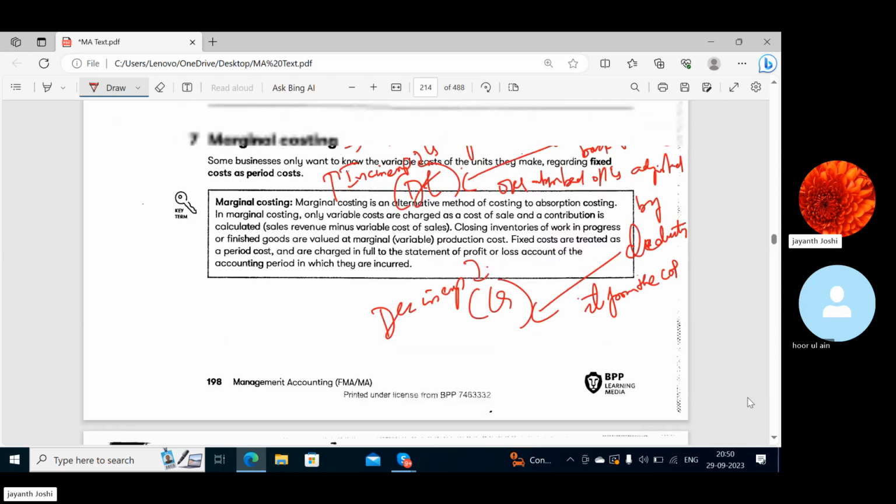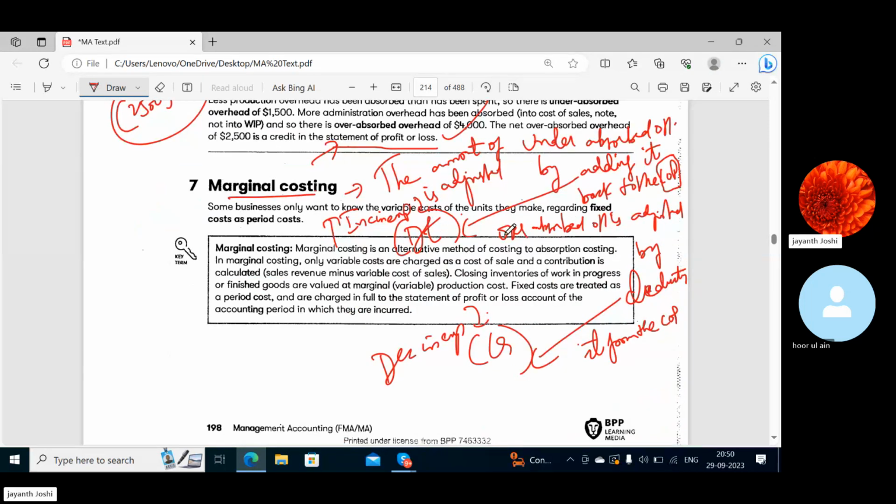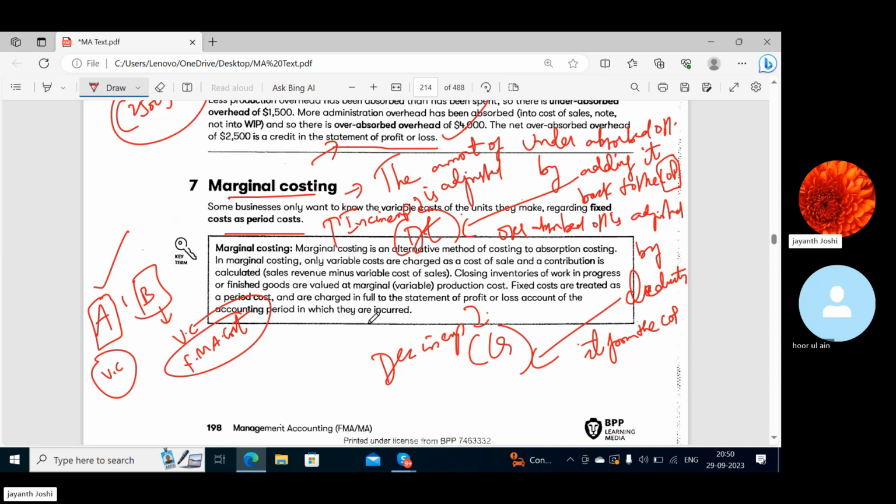Now we are entering into the next topic called marginal costing. So some businesses only want to know the variable cost of units they make, regarding fixed cost as period costs. So see, there is a business, there's a company A, and there's a company B. What company A does is they only give importance to the variable cost. Okay, and company B gives importance to the variable cost and the fixed manufacturing costs. So we will see the differences here.